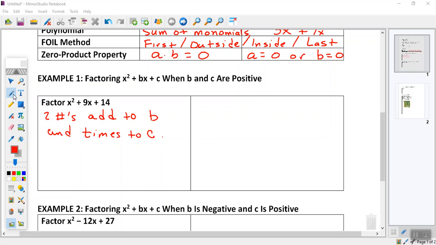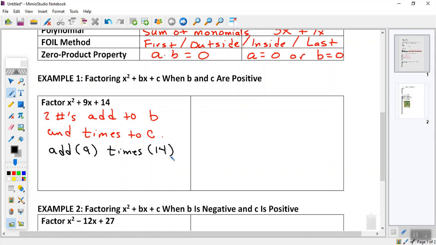So we have to think of two numbers that add to 9 and times to what? Now, you guys are smart kids. I know you have those numbers. What two numbers, when added, make 9, and at the same time, when multiplied, make 14? 7 and 2. What is 7 plus 2, kids? What's 7 times 2? 14.